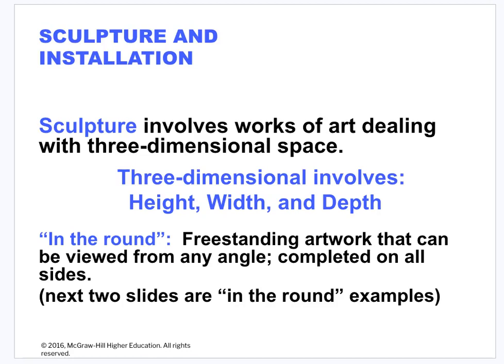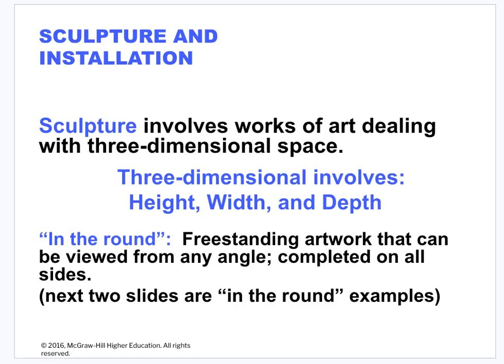Sculpture involves works of art dealing with three-dimensional space. Everything we've talked about so far has primarily been two-dimensional space: painting, drawing, printmaking. Camera and computer arts is primarily two-dimensional as well, although it starts to deal with things that appear to be three-dimensional, like video images, but they are still technically two-dimensional. With sculpture, we do have the three dimensions: a height, a width, and a depth.